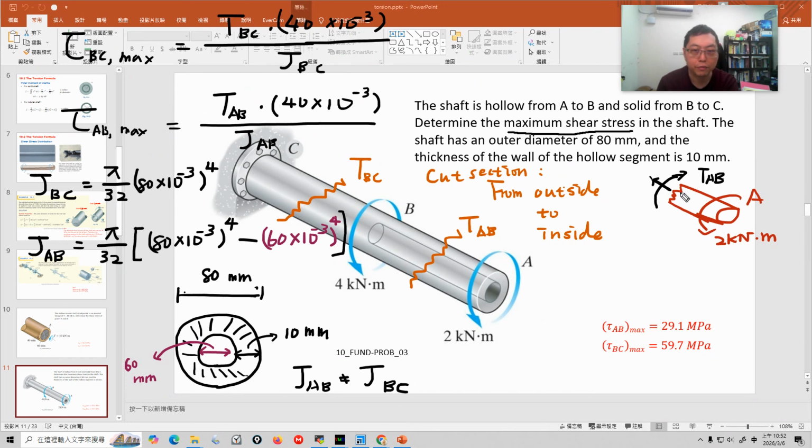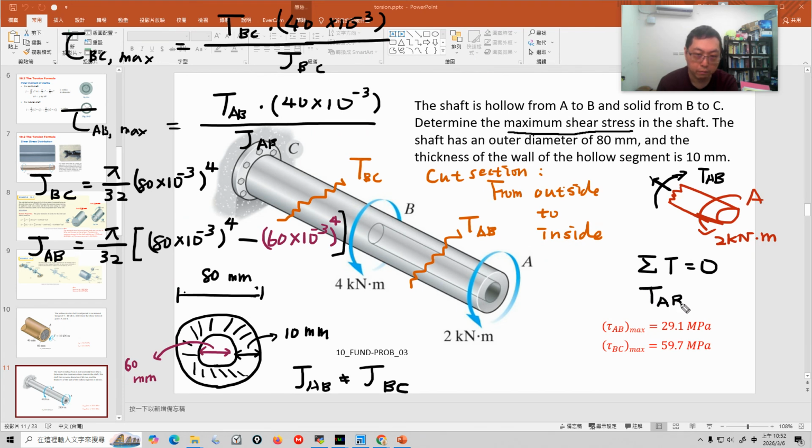So it's positive. And then for this section, we do the rigid body equilibrium, because the whole system is not moving or rotating. So it's statics: sigma T equals 0. So TAB, like I said, is positive.